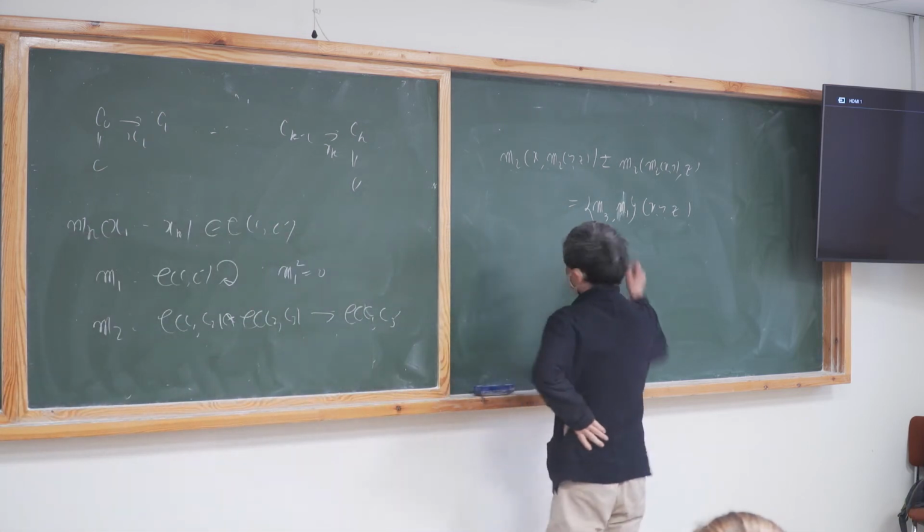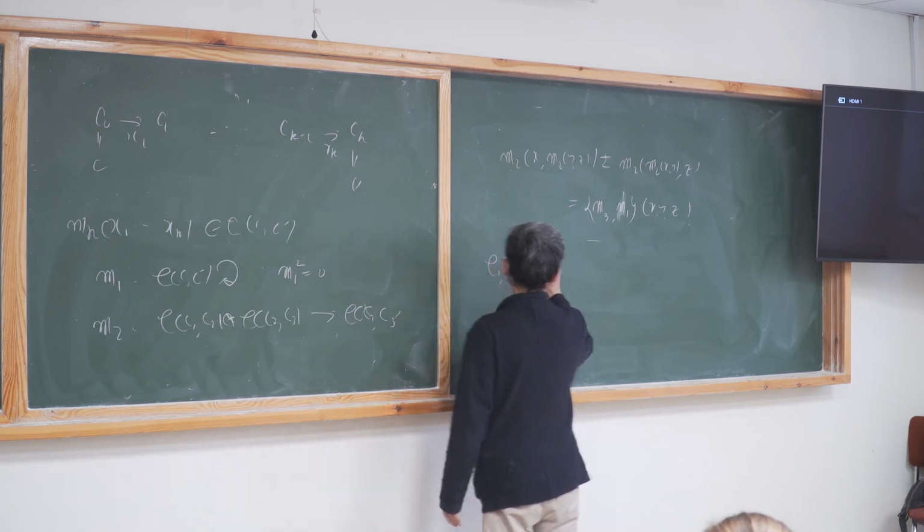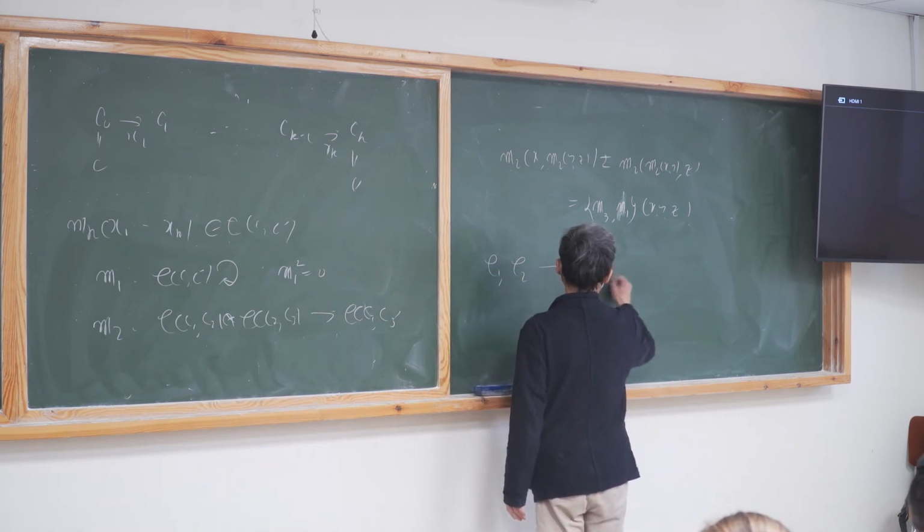So now something I want to say is that you have these two infinity categories. Then there is a notion of infinity functor.